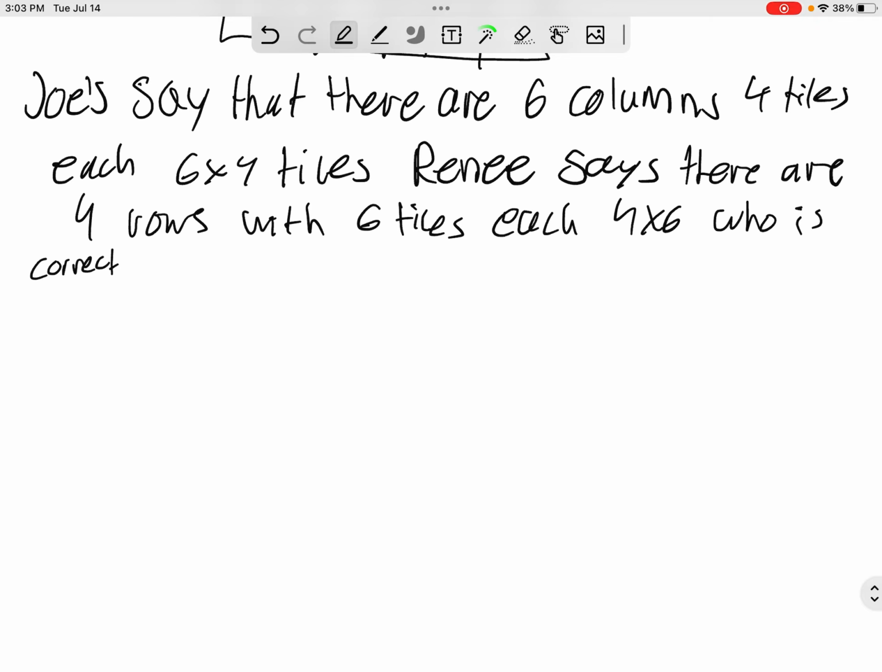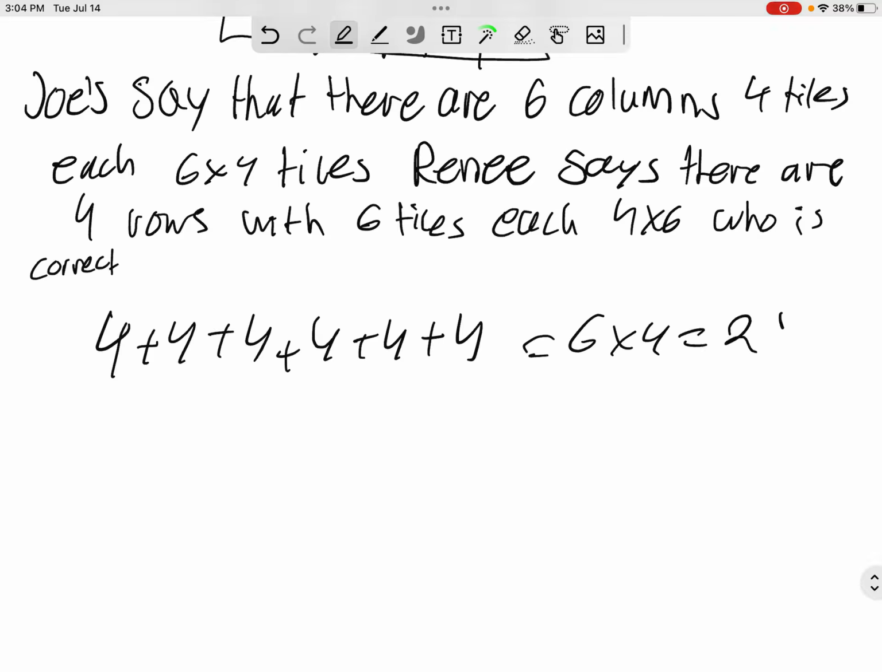So, it's just a simple problem again. In 1.3, they're both right. Because if we count the columns, we have 6 columns of 4 tiles each. 4 plus 4 plus 4 plus 4 plus 4 plus 4. Is that how many? 1, 2, 3, 4, 5, 6. That's correct, right? Yeah. Which is also equal to 6 times 4 is 24.